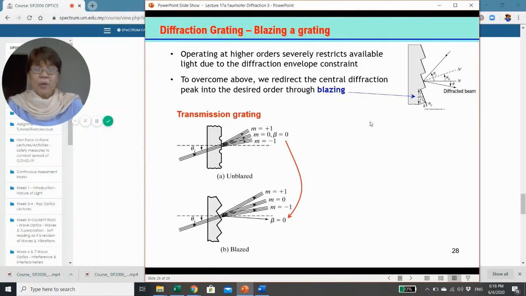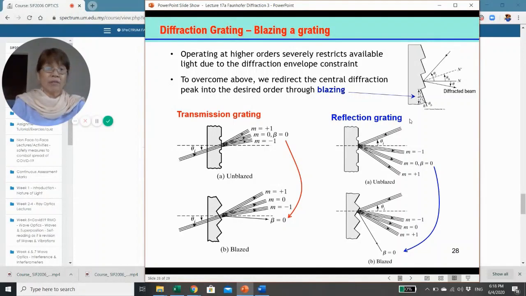So by blazing it, what happens, if it's a transmission grating, that means light passes through and it gets diffracted on the other side. So let's say here beta equals 0 or order 0, the diffraction maximum occurs at m equals 0 when there's no blazing. And then when there's blazing, this beta gets shifted. This diffraction maximum gets shifted. And if you remember, on the top and bottom we would have the order, which means that we can now shift the maximum intensity to a higher order.